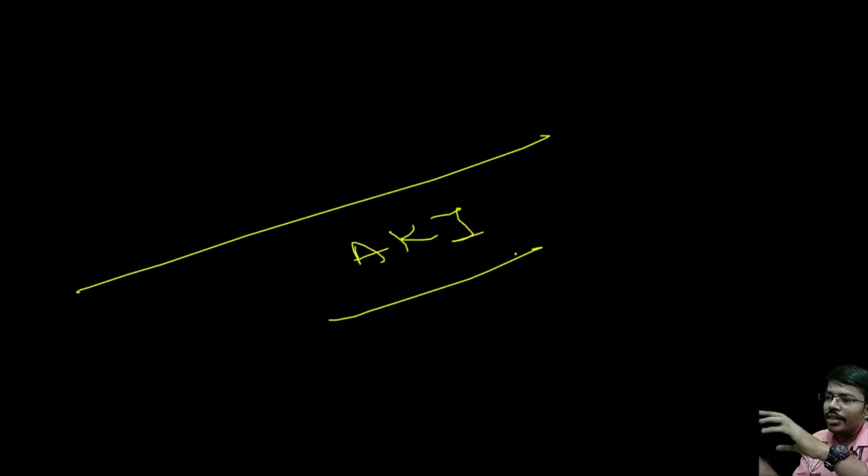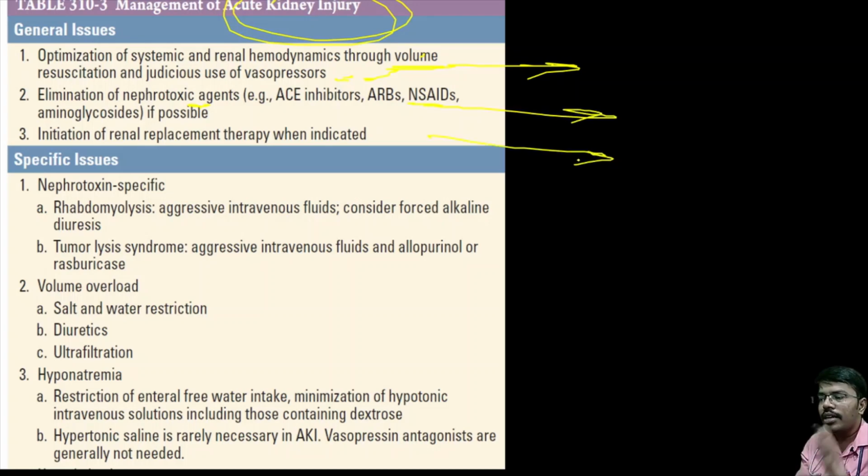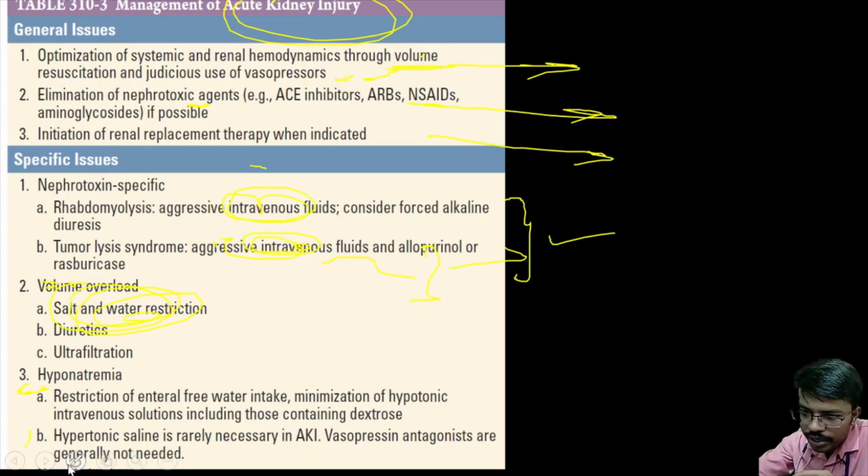So this is all about management of AKI. Management of AKI may appear very short, but basically we have to treat the etiology. That is what the main management is. Just a last slide to show you what is given in Harrison. Management of AKI: the first point is stabilize the patient hemodynamically, avoid nephrotoxic drugs, start dialysis. That's all. Coming to etiology specific: rhabdomyolysis, we have to give aggressive IV fluids. Tumor lysis syndrome, again IV fluids. Allopurinol can be used. If there is volume depletion, give fluids; if there is volume overload, start with the diuretic and fluid restriction. Hyponatremia has to be corrected.